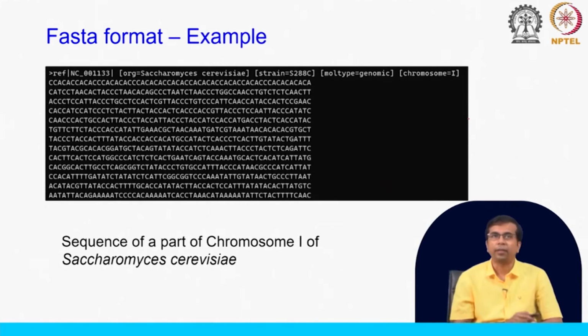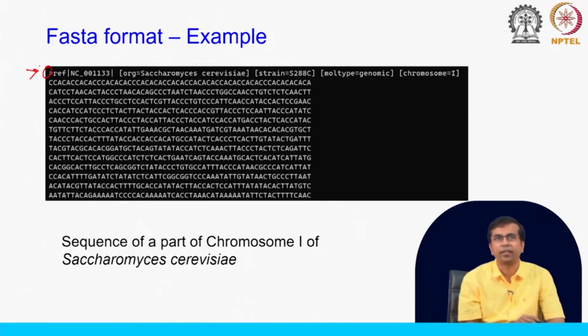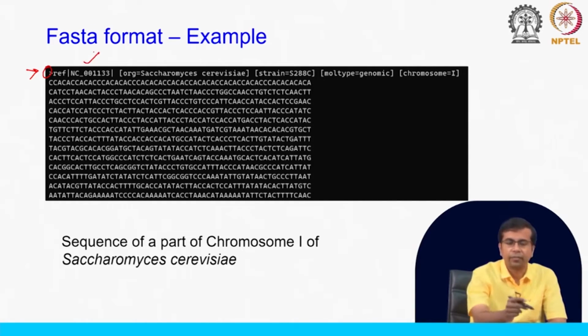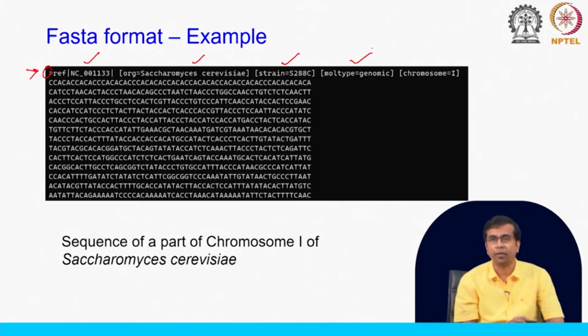Just to give you an example, this is the sequence of part of chromosome 1 of the species Saccharomyces cerevisiae. As you can see, this is the header line here. You have the greater than sign, and this is the sequence ID, this ref NC something. Then you have some optional information. You have the organism name Saccharomyces cerevisiae, this is the strain, the molecule type, this is genomic DNA. We are looking at a genomic DNA sequence. Then you also have chromosome equals 1, so part of chromosome 1.